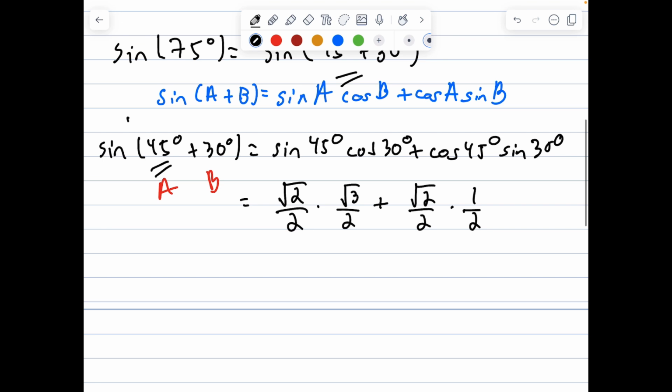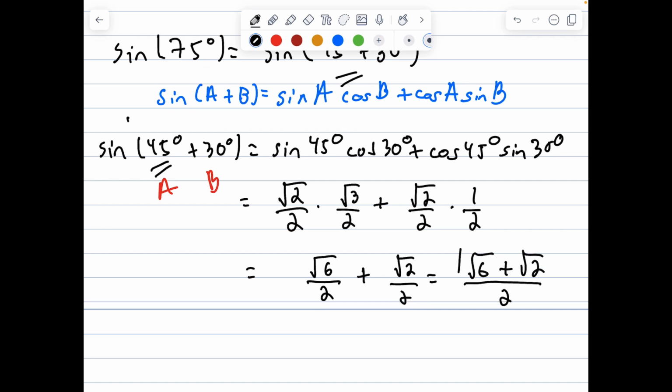And we now have this expression right here, which turns into square root of 6 over 2. So when you multiply two radicals together that have the same index, basically the number outside here is 2 on both, you can multiply the insides together, as long as they're both positive. And square root of 2 times 1 is just square root of 2 over 2. And because both these expressions have the same denominator, we can combine them together as such. And that would be my answer. This would be the sine of 75 degrees.